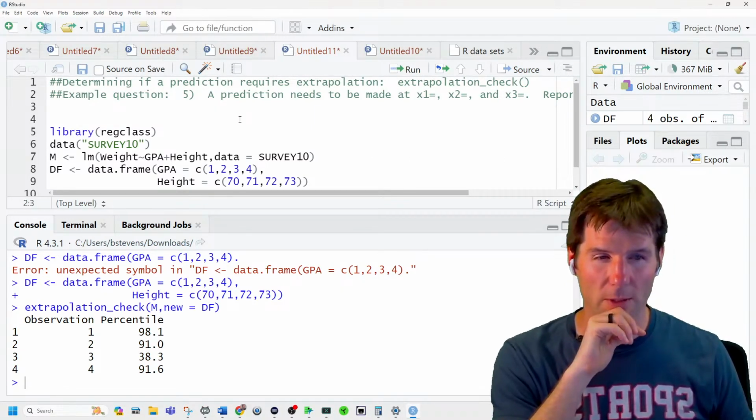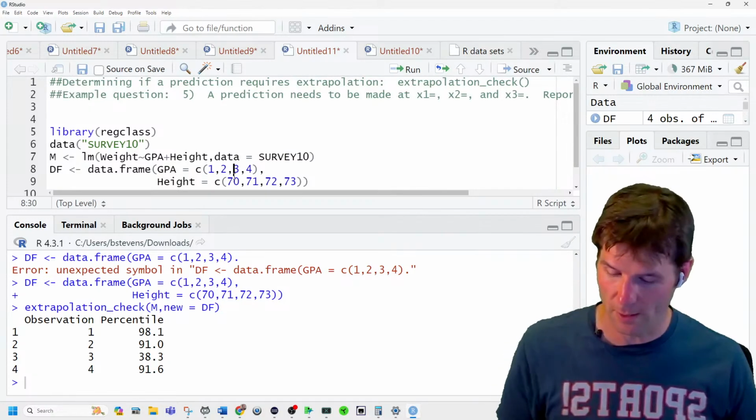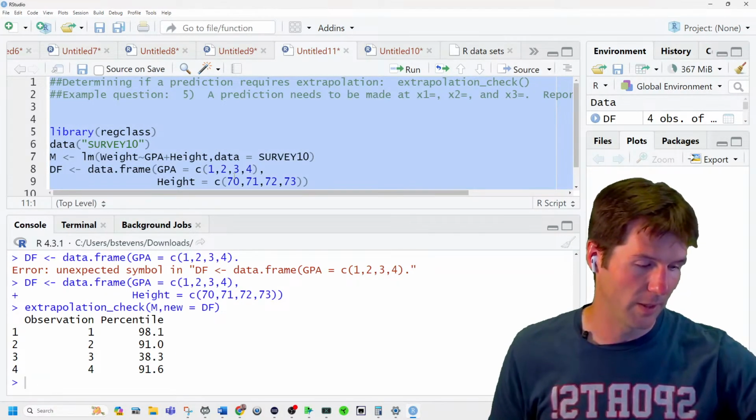So this is what I would do. You can create an R markdown file, whatever you want. And if you create an R markdown file, that's where it's going to look a little bit nicer.